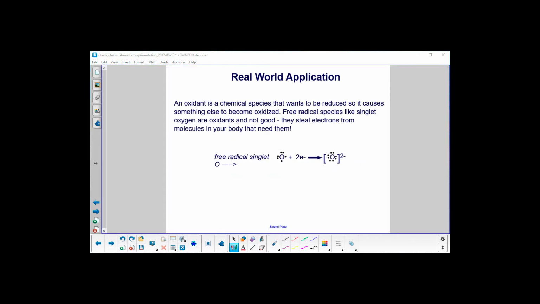An oxidant, speaking chemically, is a species that wants to be reduced. So it causes something else to be oxidized, right? These things go hand in hand. Free radical species, like singlet oxygen, that means where you just have one oxygen. See that? That's a free radical singlet oxygen. They're not good. Why? Well, here it is. Here's the Lewis diagram for the singlet oxygen. It wants 2 electrons, and it'll take those electrons from anywhere it can get them.